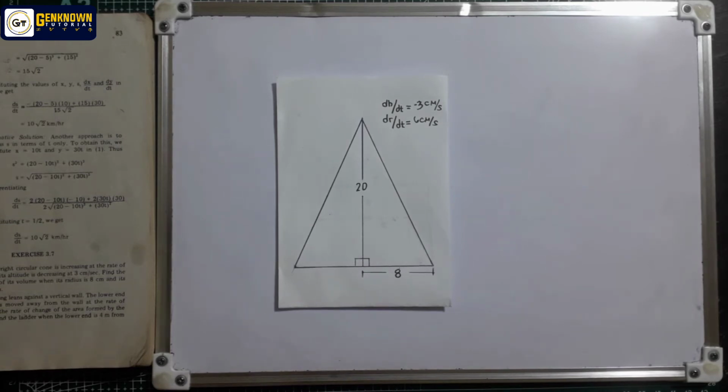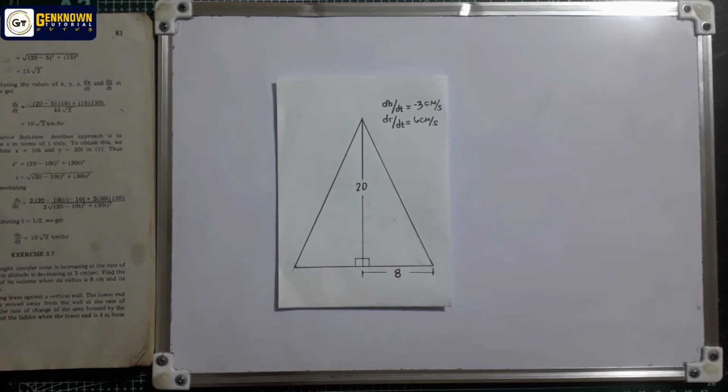We have exercise 3.7 number 1. The radius of the right circular cone is increasing at the rate of 6 cm per second, while its altitude is decreasing at 3 cm per second. Find the rate of change of its volume when its radius is 8 cm and its altitude is 20 cm.